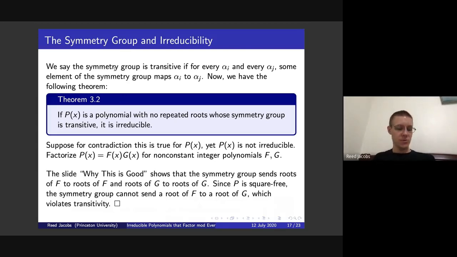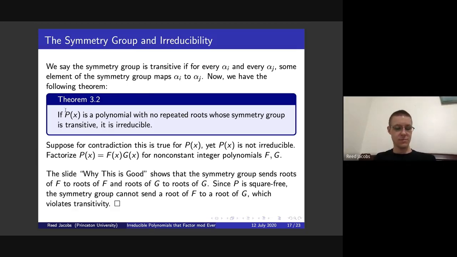And then for the symmetry group, we say it's transitive if every alpha i can map to every other alpha j. So some element of the symmetry group will send alpha i to alpha j for every possible i and j. So everything gets sent to everything. This is not the same as the symmetry group being every permutation, because you don't need to have every permutation to be able to map everything to everything. But that's what this means. It's transitive, anyone can go anywhere, basically.